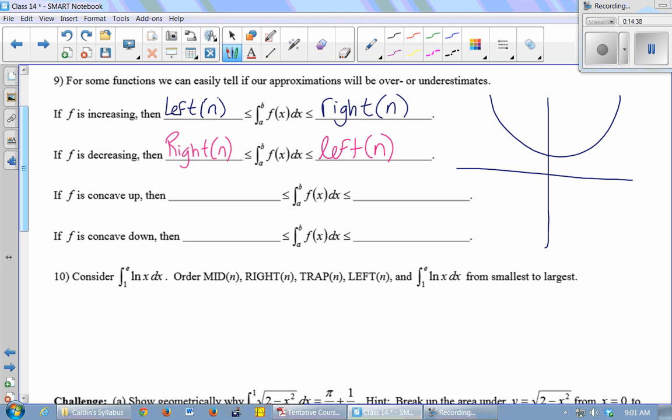Trap will always be an overestimate. So let's say I just want to do two intervals like here to here. If I go up to the curve, if it's concave up, a straight line is always going to be above the curve. So it's always going to be an overestimate. So trap, when you're concave up, will always be over. Now, what do you think for under?